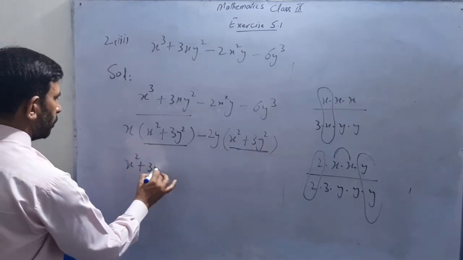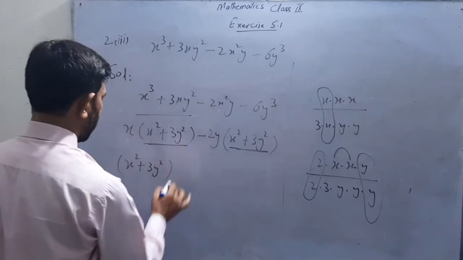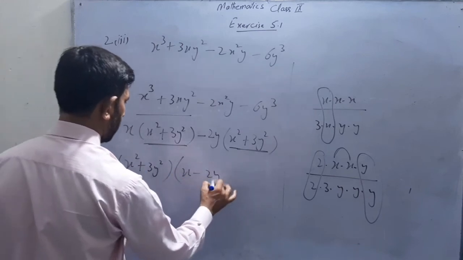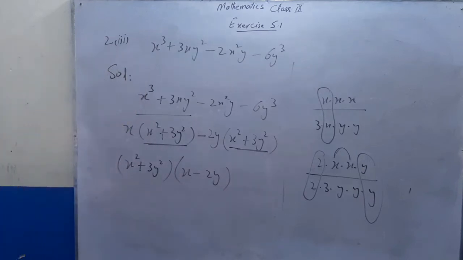X square plus 3y square is being taken as common. What's left? X minus 2y is left. It is the factorized form of the given question. You can copy down.